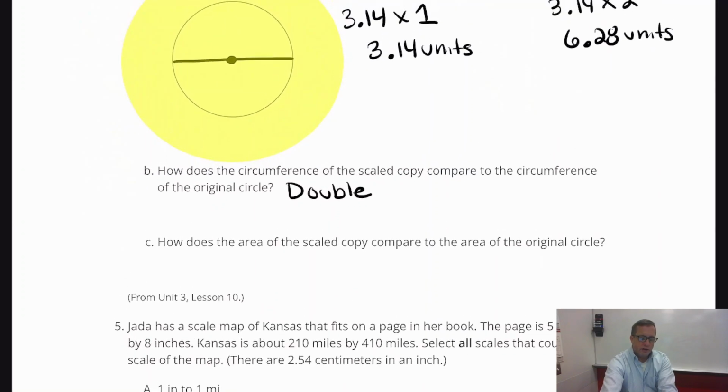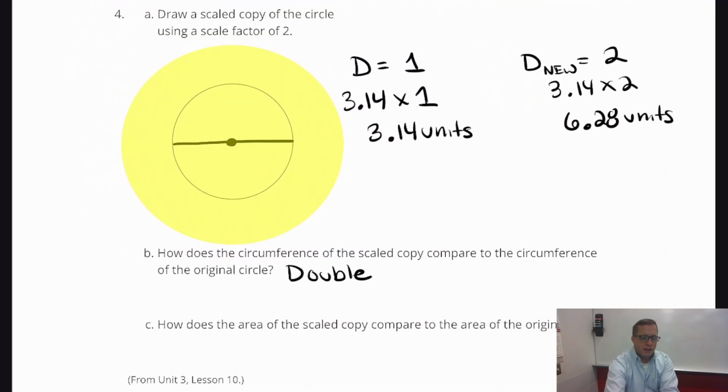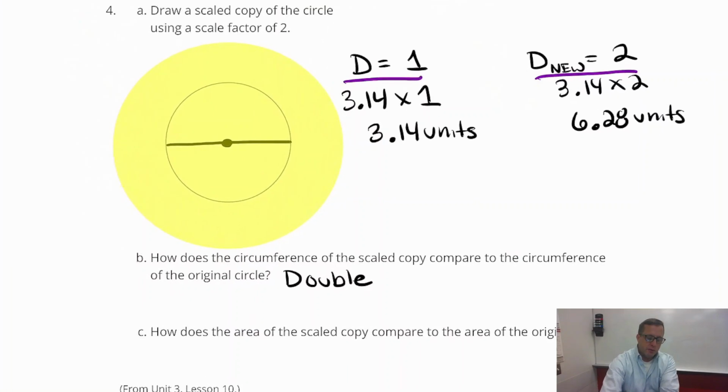All right. How does the area of the scaled copy compare to the area of the original circle? If you remember anything here, you'll know that area is not proportional. Just like we did for circumference, we multiplied by 2. That does not work for area. So let me go back to those same numbers. Now we want to know the radius. The radius is 1/2 on this one, and the radius on this one is 1.